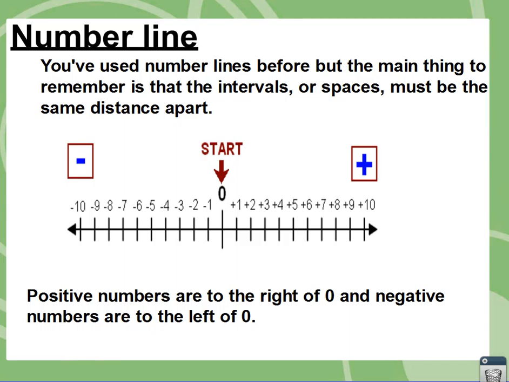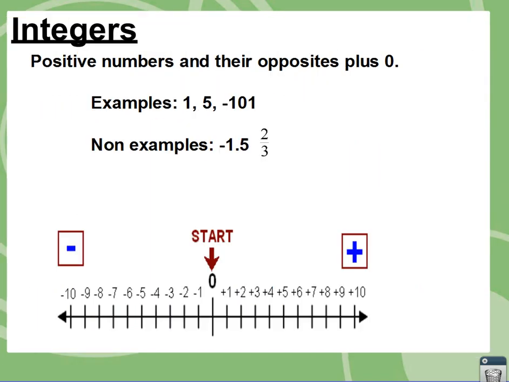You've used number lines before, but the thing that we need to focus on when you're making your number line is that your intervals or your spaces are the same distance apart. We can't have them jumping around or it gets very confusing. Remember, positive numbers go to the right of 0, and negative numbers are to the left of 0. This is all review, but it's important things to keep in mind as we work through today's lesson.